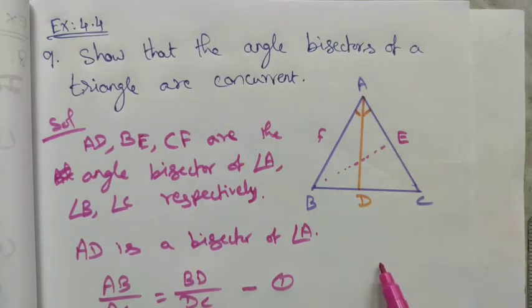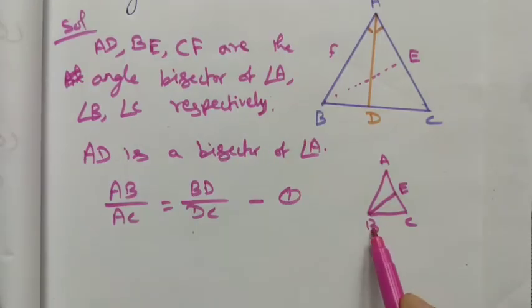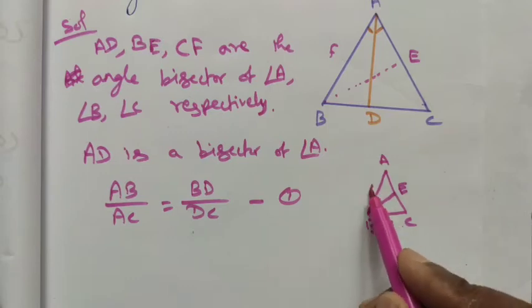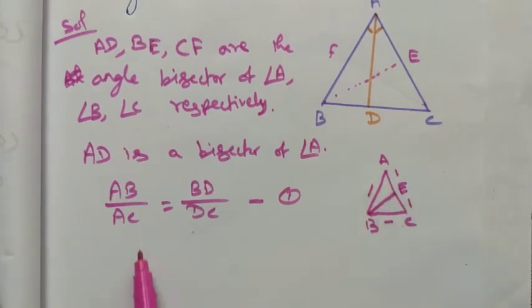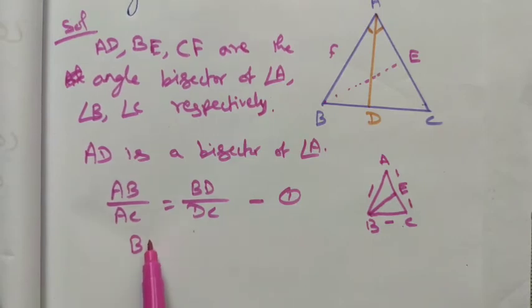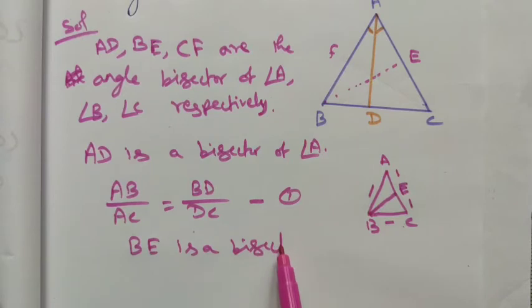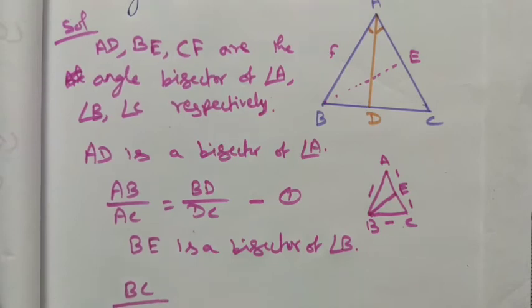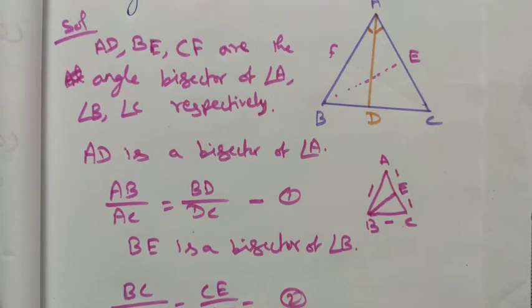And in the same way, here we have the triangle A, B, C. If you draw an angle bisector from B, this is E. So from B to E, we have the formula: BE is a bisector of angle B, then BC divided by BA is equal to CE divided by AE. Let me take it as equation number 2.